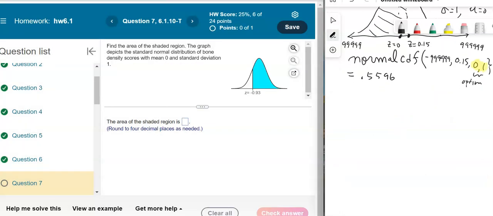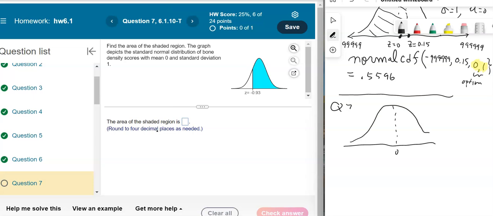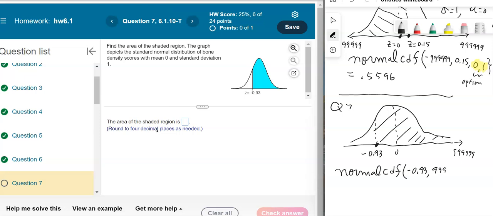Now, next one, question number 7. They want you to find this area now. In the middle is 0, so this number happens to be negative. This number is negative 0.93. They want you to find this area all the way to the end. What did I say? On that side is positive 999,999. So you do normal CDF, negative 0.93 and 999,999.